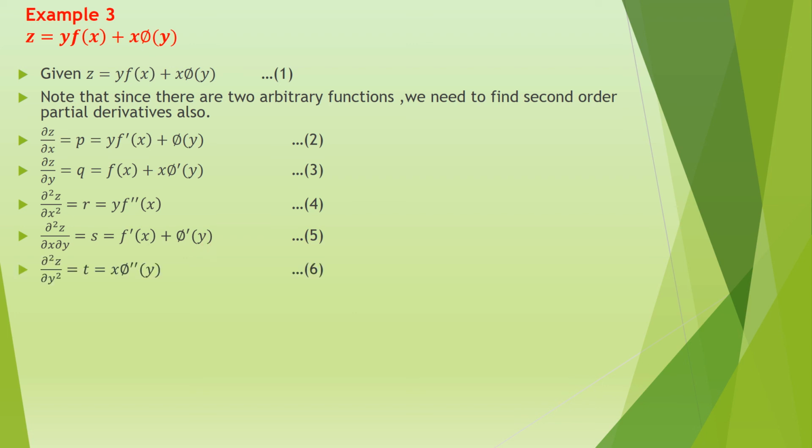Next we have one more derivative, that is dou square z by dou y square. How to find? Just enough to differentiate equation 3 with respect to y again partially. So its notation is t. Derivative of f of x is 0 because we are differentiating partially with respect to y, plus derivative of x into phi dash of y. X is constant, derivative of phi dash is phi double dash. So we got all 5 derivatives p, q, r, s, t.